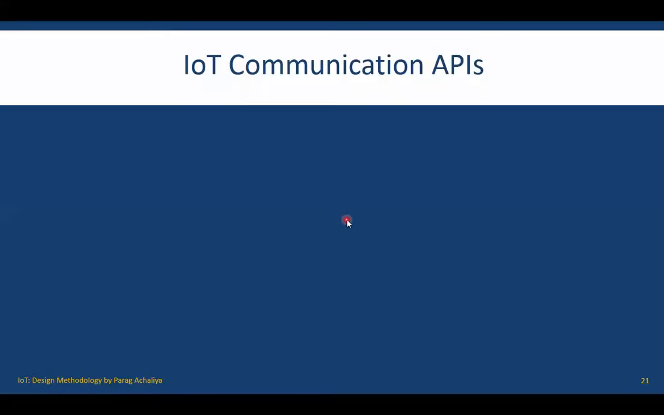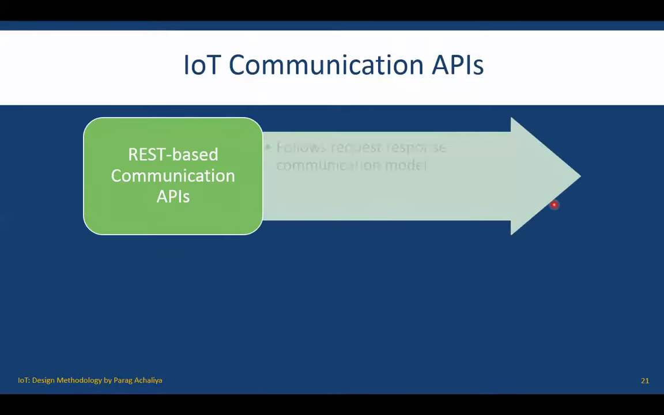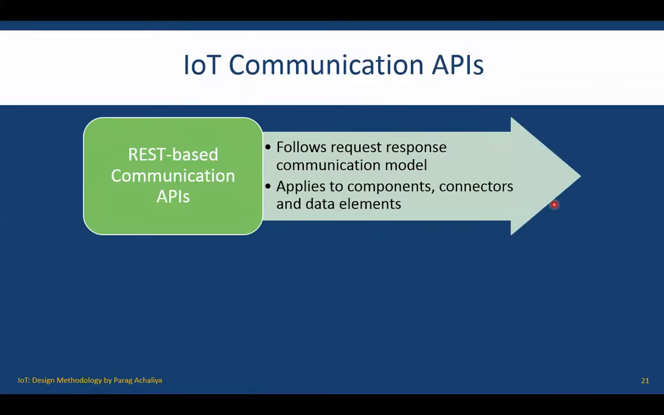Now we will see some IoT communication APIs. The first one is REST-based communication API, which is going to follow the request-response communication model. It applies to various components, connectors, and data elements involved in an IoT application.